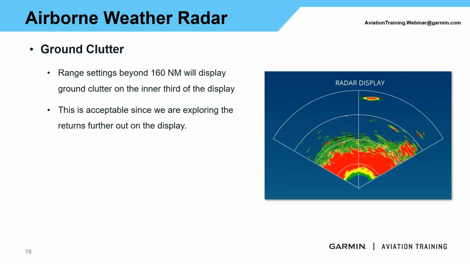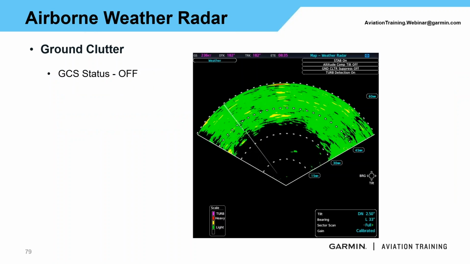Same image that we saw earlier with that city on the right-hand side and the cell beyond that, but looking at the inner and the outer ground clutter lines to be able to give us some good tips for what's out there. And the last thing we mentioned was ground clutter suppression, so on or off.